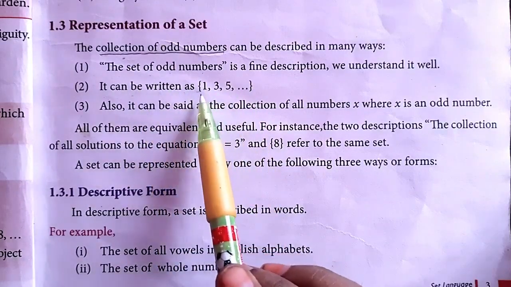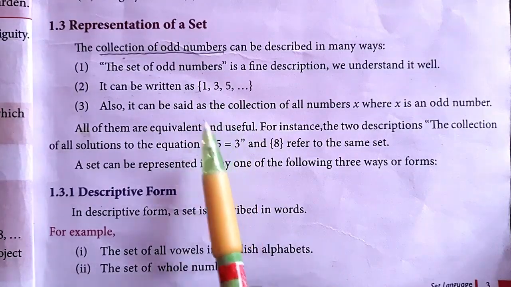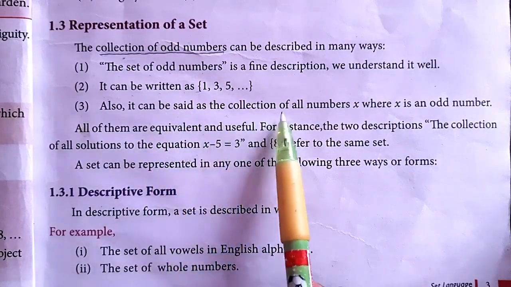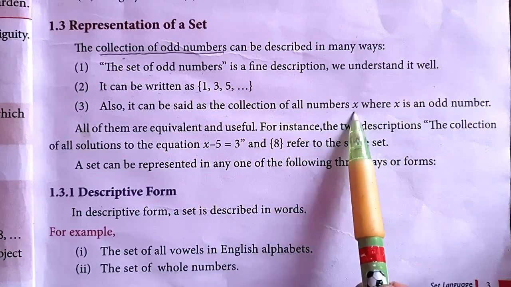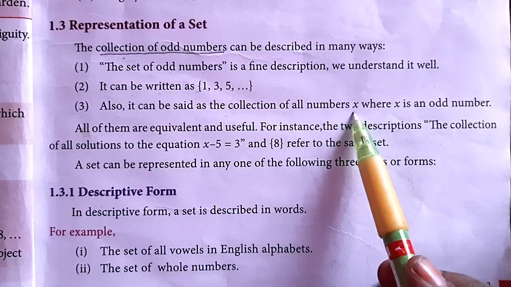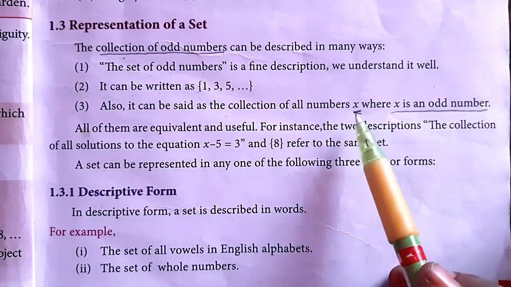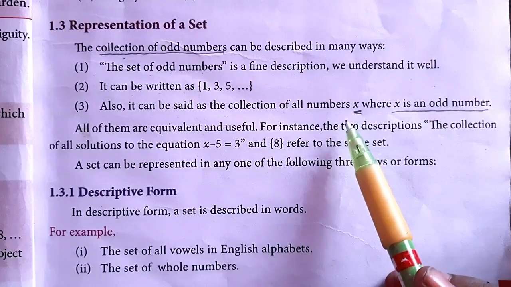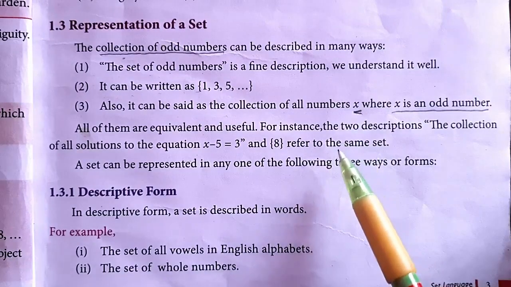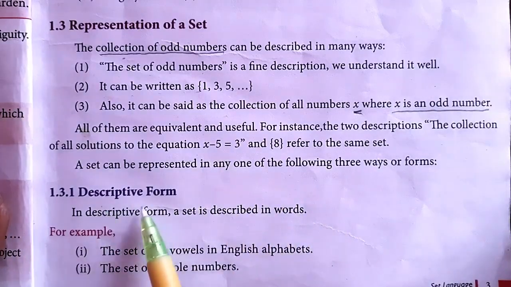So verbally we can say that. Also, simply in a mathematical way we can say that. Also it can be said as the collection of numbers x, where x is an odd number. It is the standard form, where x is an odd number. It's a common form, the standard form. It is a method to write the set in standard form. Okay, now we can go through it. First look at the descriptive form.